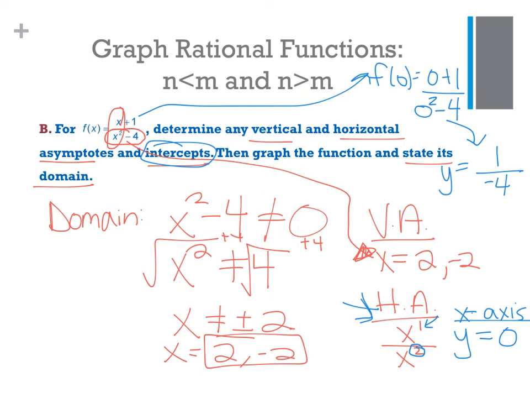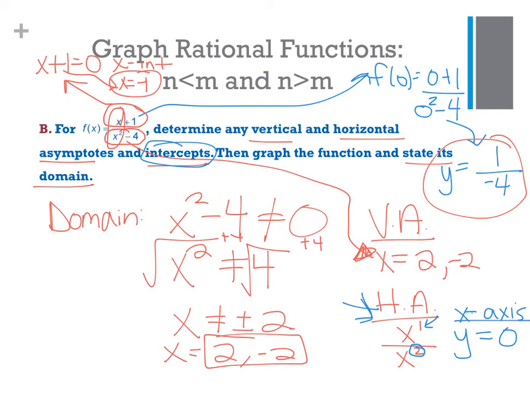And our x-intercepts occur when the top function is equal to 0. So when the top function equals 0, which occurs at x equals negative 1, that gives us our x-intercept, or the zeros of our function. So this equation or function has an x-intercept at negative 1, a y-intercept at negative 1/4, a vertical asymptote at both 2 and negative 2, and has a horizontal asymptote at y equals 0.